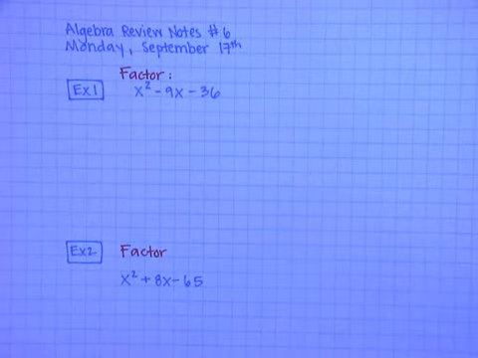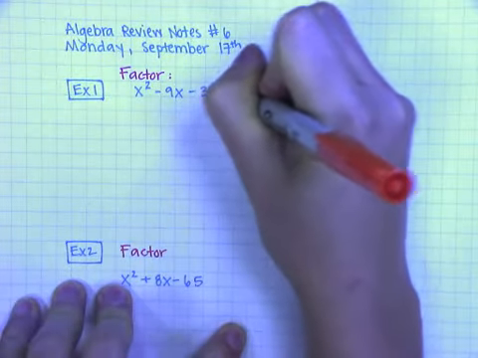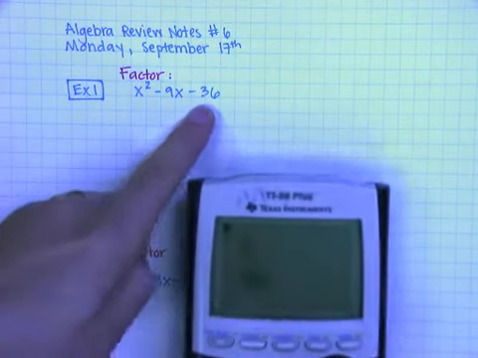Hi, Advanced Algebra 2B. So today in class we did a little bit of factoring, and I showed you guys that you could do this by looking at the 36, and you're going to try factor pairs of negative 36.